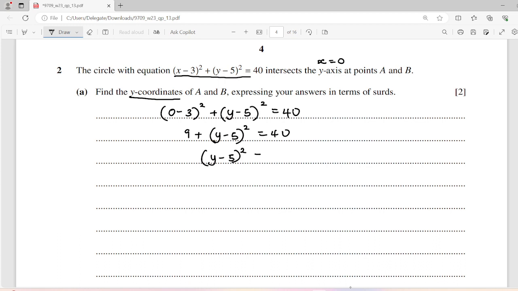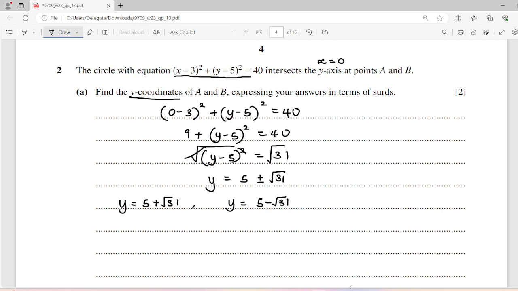If you want to find y, you take a root both sides. So I end up having my y, which is equal to 5 plus or minus, because whenever you take a root of anything, you end up having plus or minus. So meaning the y coordinates, if I'm taking a positive one, is 5 plus root of 31, and another y coordinate will be 5 minus root of 31.